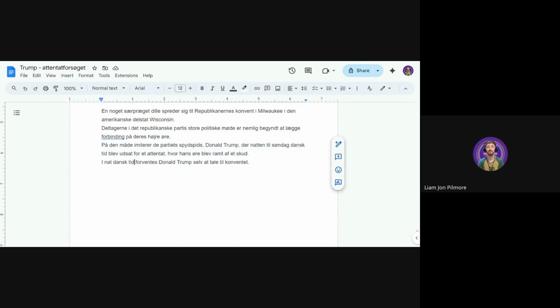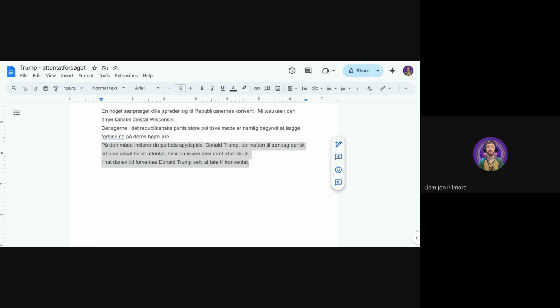I think there was a mistake, because here it says "i nat dansk tid", but it doesn't say what time. Tonight Danish time. What is Danish time? Anyone know what Danish time is? Maybe there's a specific time that's the Danish that I didn't know. You know, like, what is it? The time for smoking pot or whatever. Which I don't know what time that is.